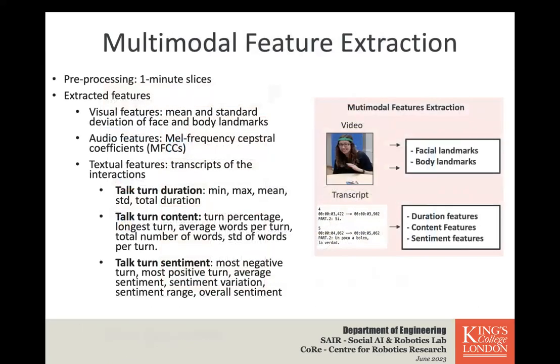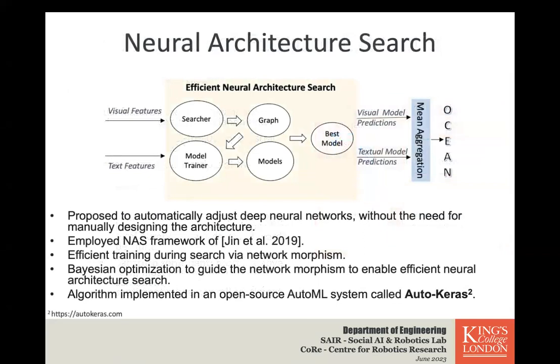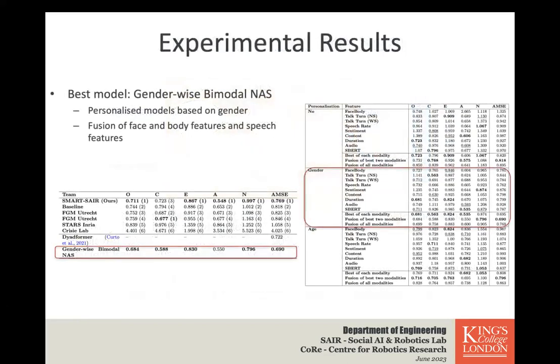And as I said, we have focused on, this is the details of the features that we extracted, not only visual features and audio features, but also textual features, how much they were talking, and the semantic content of their speech. And we used a neural architecture search to build separate models, which helped us to win the challenge. And finally, these are the results that we obtained. In general, we found that combining different modalities provided better performance in this specific setting.